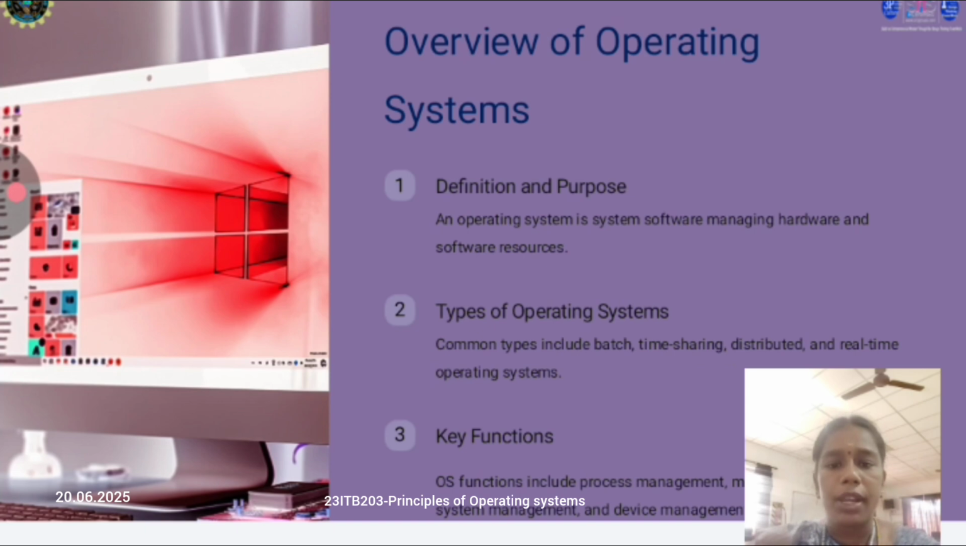Overview of the operating system. Here we have three overview points. First one, definition and purposes. An operating system is a system software managing the hardware and the software resources. Second one will be the types of operating system. The common types include batch, time sharing, distributed and real-time operating systems. Third one will be the key functions. Operating system functions include process management, memory management, system management, file management, and device management. These are the overviews of the operating system.